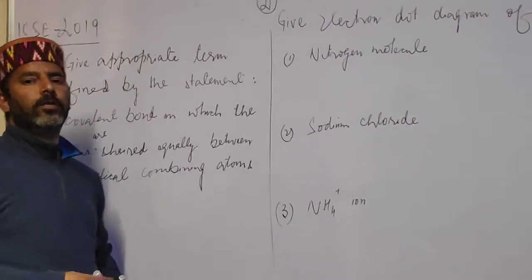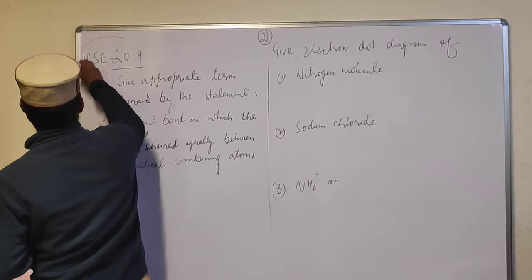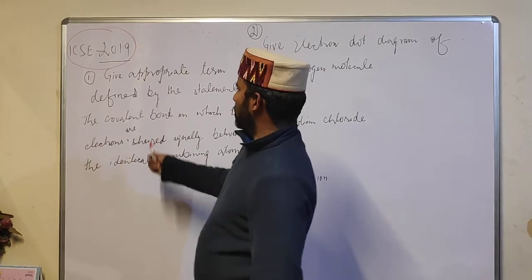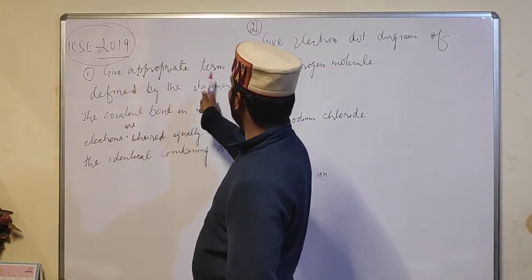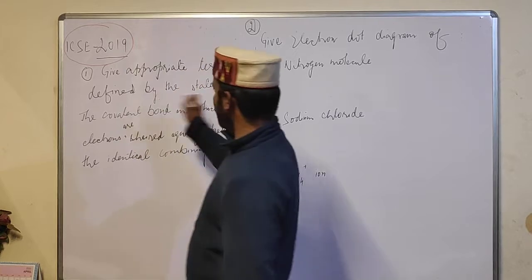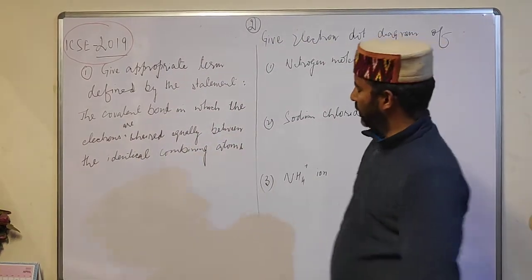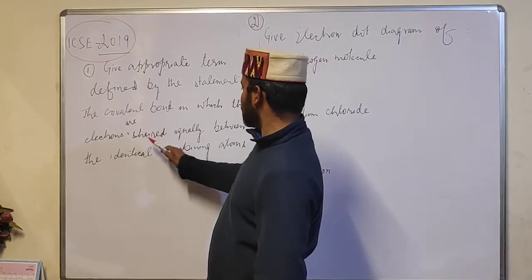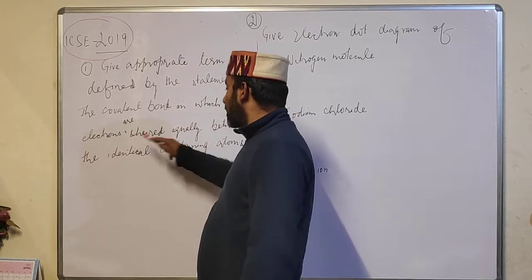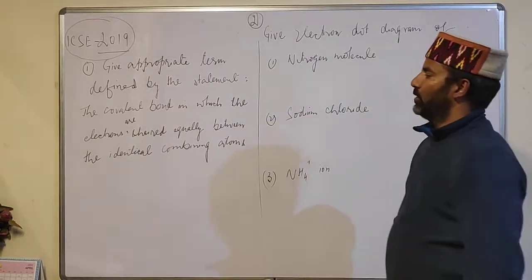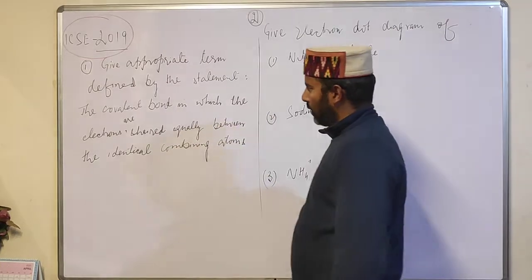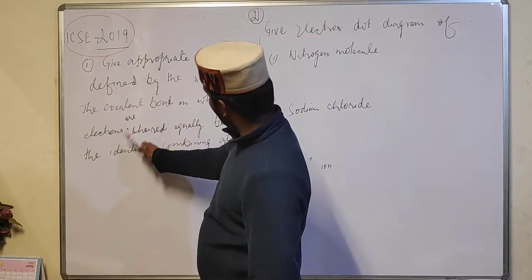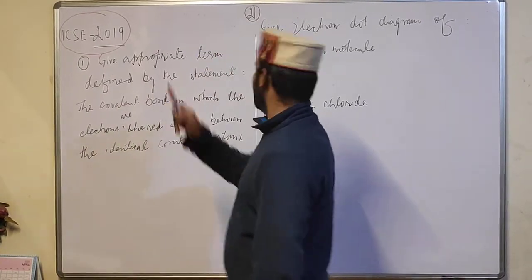Dear students, now we will discuss ICSE 2019 questions from chemical bonding. The first question is, give the appropriate term which is defined by the following statement. The statement is: the covalent bond in which electrons are shared equally between the identical combining atoms. So now we have to identify the covalent bond in which electrons are shared equally by the identical combining atoms.